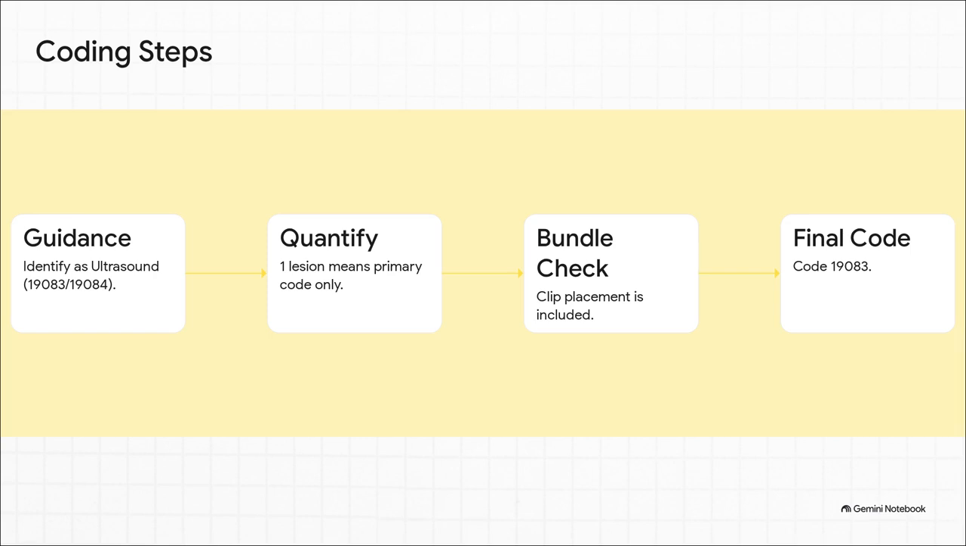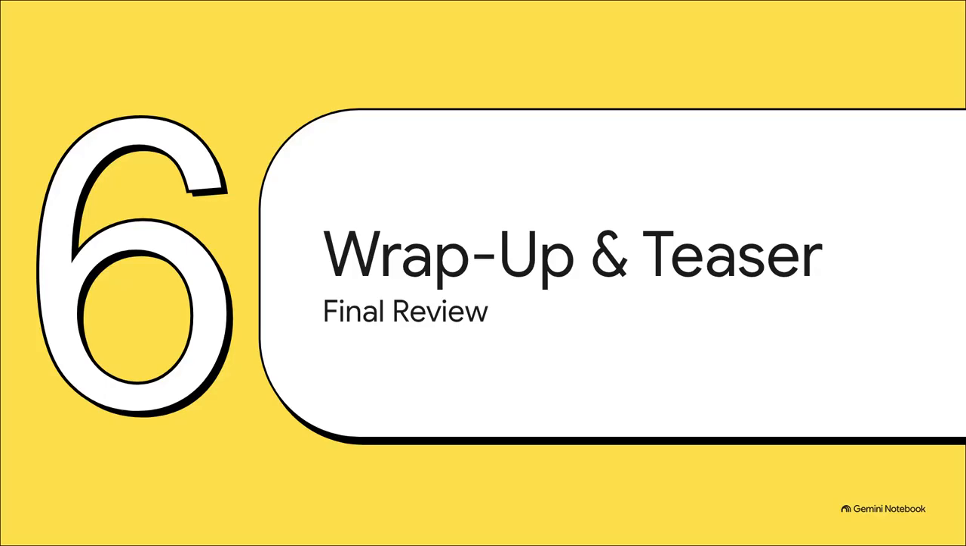Step 3. Check for bundled extras. Yes, a clip was placed, but thanks to our golden rule, we know that's securely bundled into the primary code and not reported separately. Step 4. Our final code. We land perfectly on 19083 and we append the RT modifier to indicate the right breast. Boom! Perfectly audited.